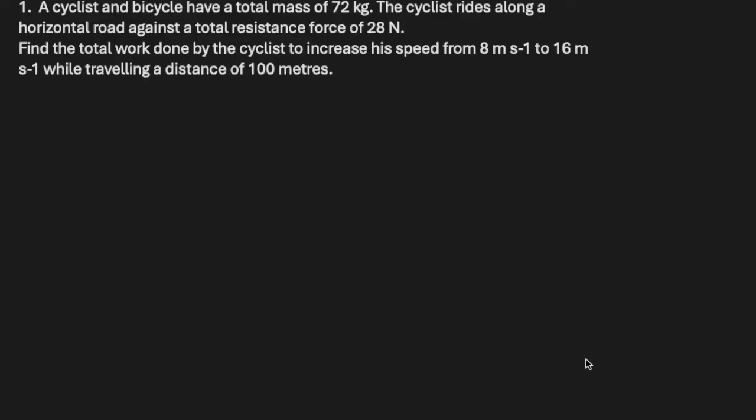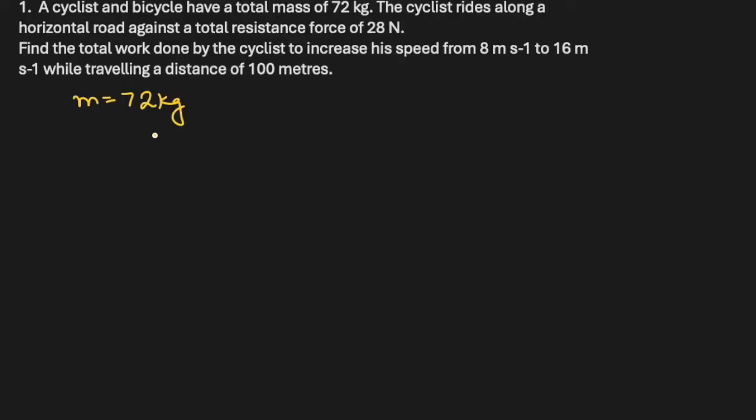Let's get started with question number 1. It says a cyclist and a bicycle have a total mass of 72 kg. Since both of them are moving together, we'll take the total mass as the actual mass. So mass is 72 kilograms.